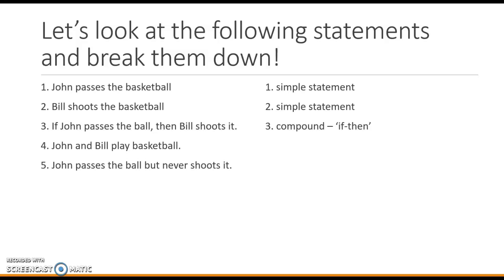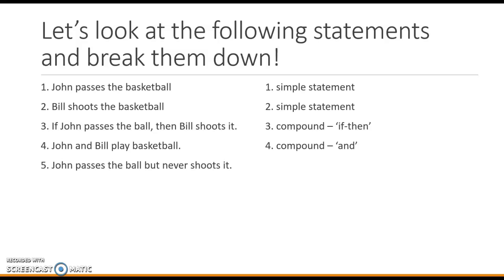Let's go to number 4. John and Bill play basketball. So this is, right, we have an and, therefore we have a connective. And if you think about the 2 simple statements that are joined here, we have John plays basketball, Bill plays basketball. Those are the 2 simple statements, and put together, John and Bill play basketball. So this is compound with the word and.